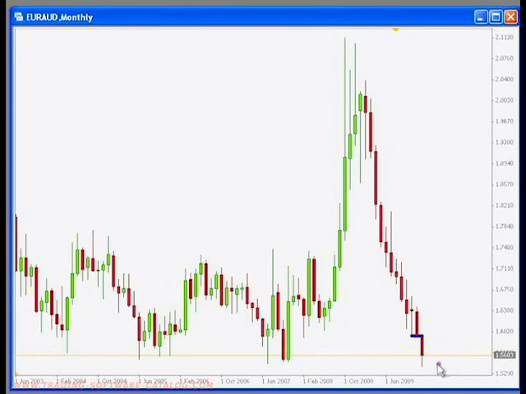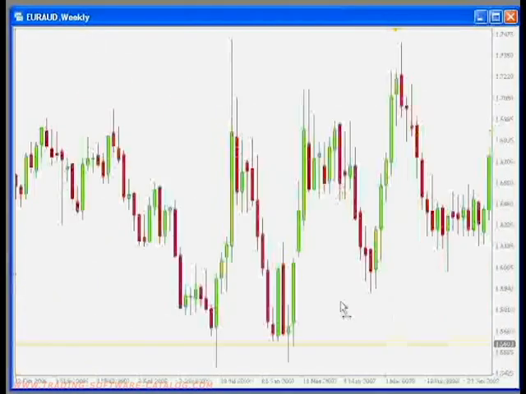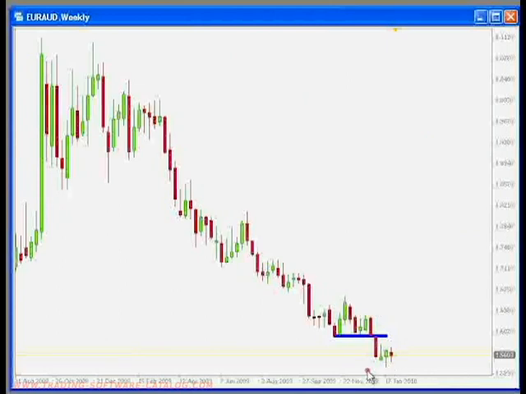Not a good idea. In fact, see how price touched that level, all right? Touched that level there, and now it's retracing back up. We may see that better on the weekly time frame. You see? Touched that level, and now it's come back up quite a bit. So again, always take a quick look into the longer time frames.